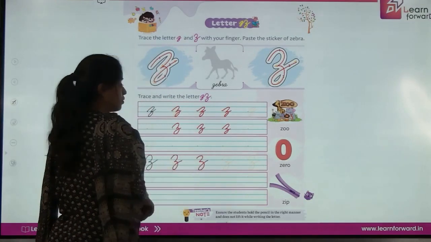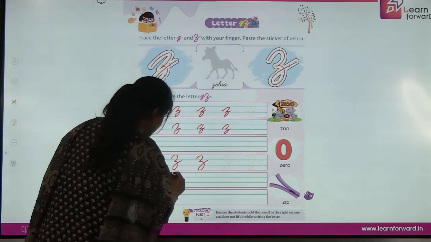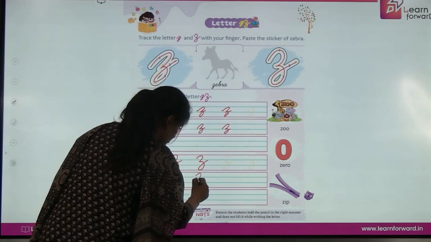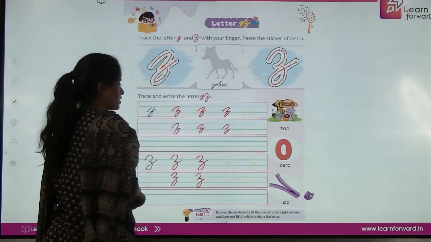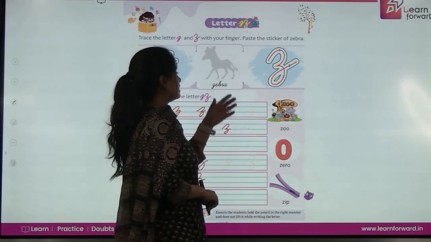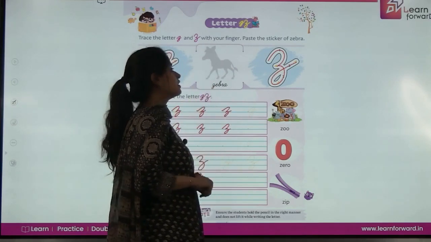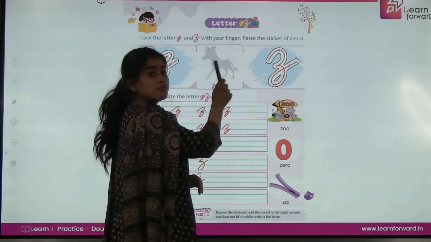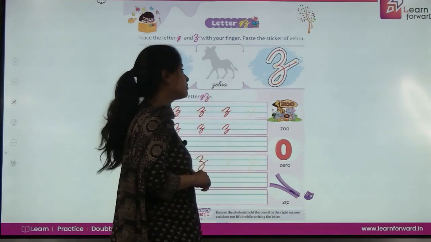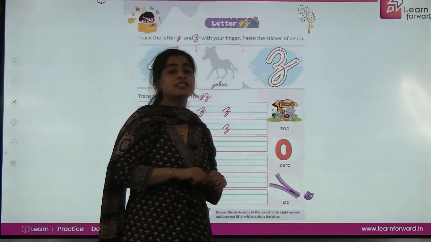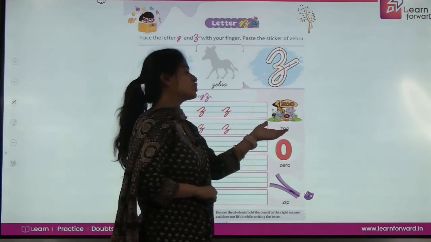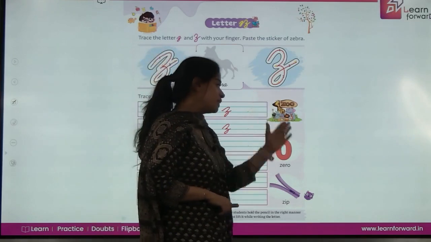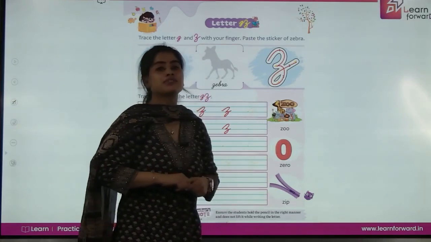Very nice. Now, without joining the dotted lines, very nice. Now, see what's the picture of this? It's a picture of a zebra. You paste a picture of a zebra here, okay? Because zebra comes with the letter Z. This is zoo, this is zero, and this is zip. All these words start with the letter Z.